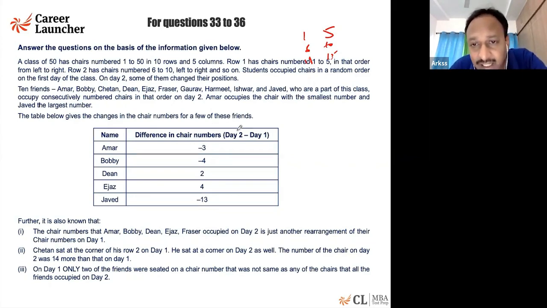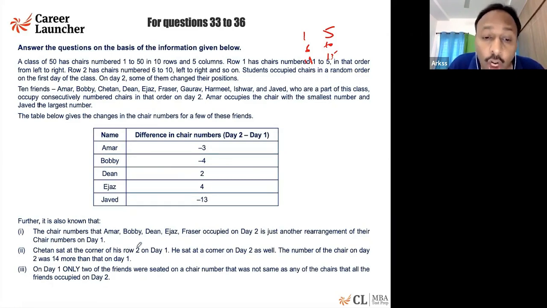Amar, -3. In other words, clearly the number is lower. So if day 1 is 13, day 2 is 10, the difference will be 10 minus 13, which is -3. Likewise for Bobby, day 2 is smaller, day 1 is bigger. Dean will be reversed. Same thing with Azad and Javed. Further, it is known that the chair numbers A, B, D, E, F occupied on day 2 is just another rearrangement of their chair numbers on day 1.